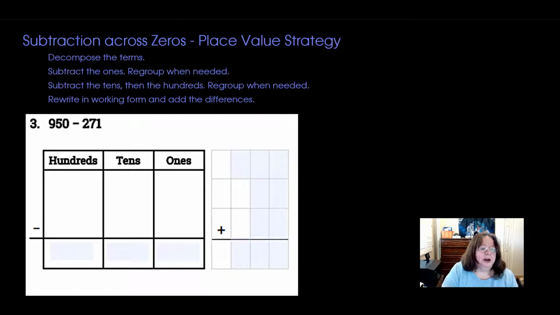Okay, we have been talking about subtraction across zeros. We have used the draw a model strategy, or the diagram, drawing the hundreds blocks. We've used manipulatives. Today we're looking at place value strategy. Our steps are very similar.